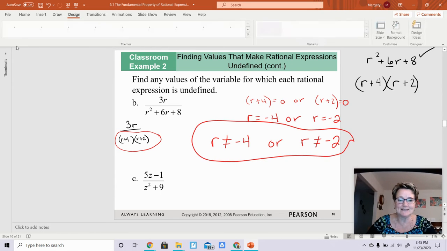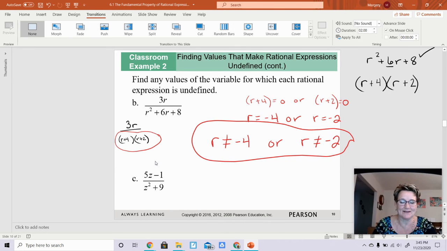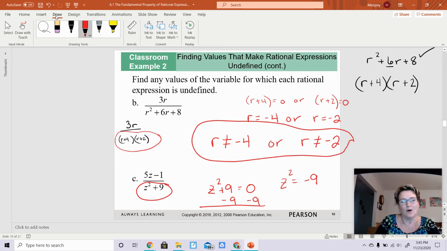Okay, now let's do this one here. Now, I'm only looking at the denominator. So I get z squared plus 9 equals 0. I'm going to subtract 9 from both sides, and you're left with z squared equals negative 9. Now, only because you guys have had algebra 2 before, if I square root both sides, I'm going to get z equals plus or minus 3i.